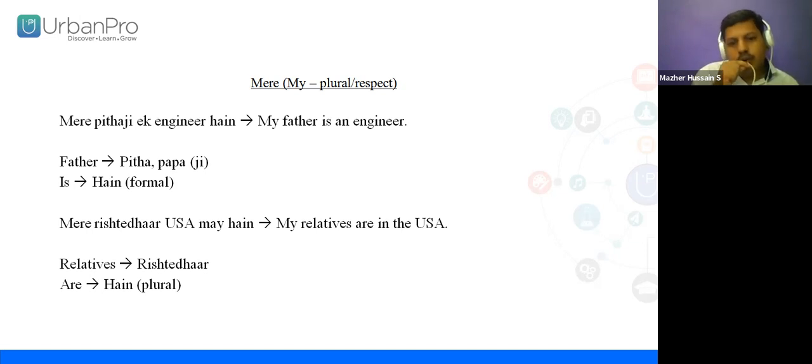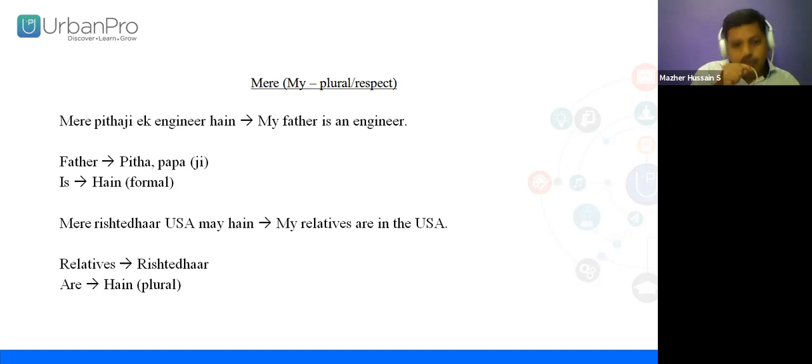Then we always have to use मेरे. If I'm talking about my younger brother, I can say मेरा. But when I'm talking about my elder brother, I have to give respect, right? So I have to say मेरे. Here the first sentence is मेरे पिताजी एक engineer हैं. So मेरे is my, because for the father we have to give respect, so that is why I say मेरे.